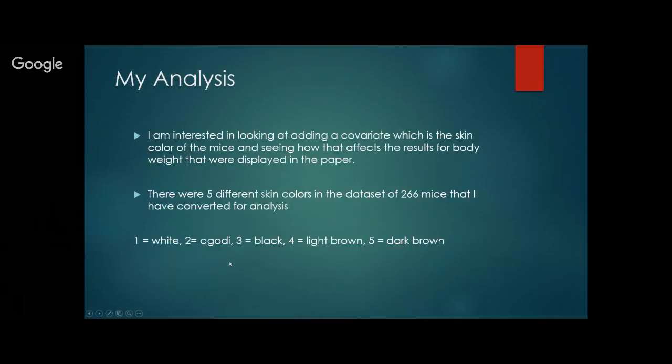So what was I interested in doing? I'm interested in looking at adding a covariate, which is the skin color of the mice, and seeing how that affects the results for body weight that were displayed in this paper. There were 5 different skin colors in the data set of 266 mice that I've converted for analysis. So 1 equals white, 2 agate, 3 black, 4 light brown, and 5 dark brown.